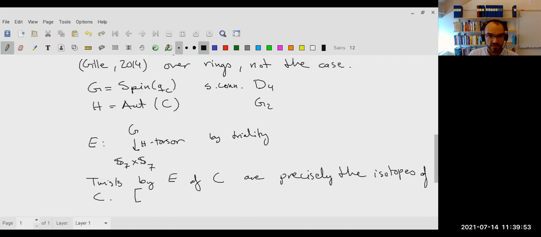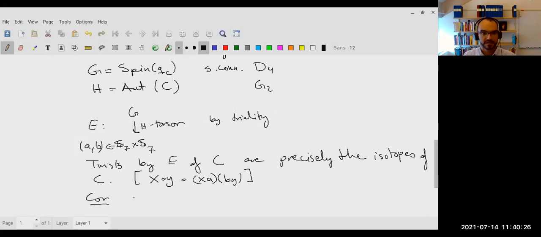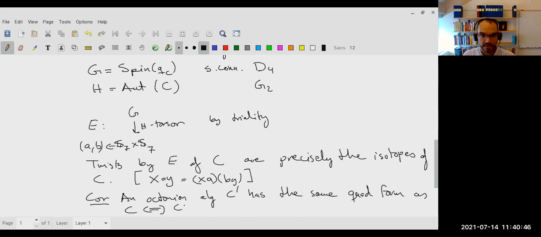And so what is an isotope? So these are algebras with a new multiplication, where you simply add into the equation a pair AB of such elements. So you tweak the multiplication. People have known about these isotopes for a long time, but it wasn't clear if they gave anything new, if any. And so the upshot of this, as a corollary, is that an Octonion algebra C prime has the same quadratic form as C if and only if C prime is an isotope of C.